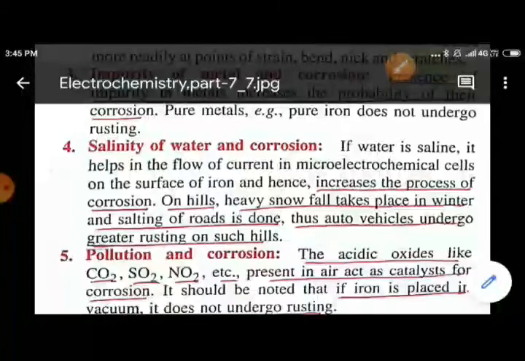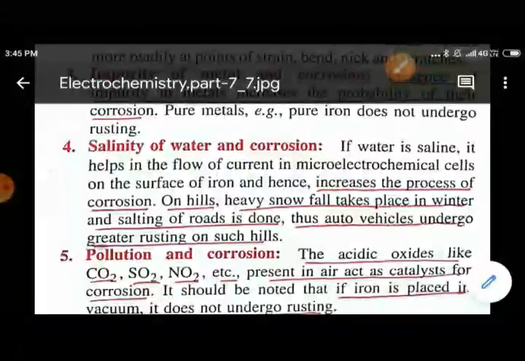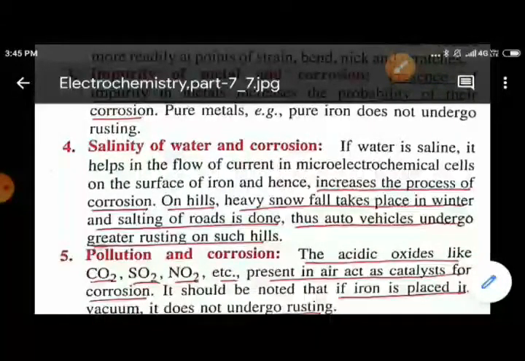Next is pollution and corrosion. The acidic oxides like carbon dioxide, sulfur dioxide, nitrogen dioxide etc. present in air act as catalysts for corrosion. These gases react with water vapor in the atmosphere to form acid, and the acid is responsible for increasing the rate of corrosion.